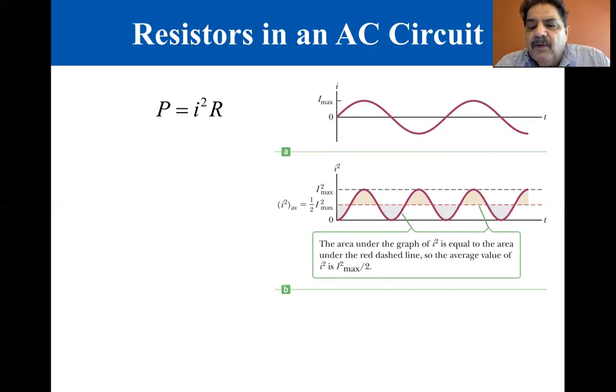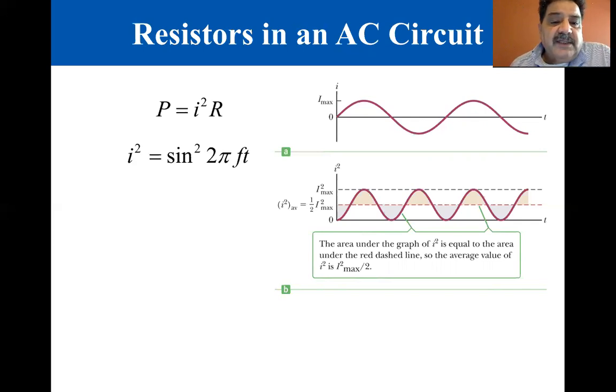To find the rms current, we first square the current, then find its average value, and finally take the square root of this average value. That means the rms current is the square root of the average of the square of the current. Because i squared varies sinusoidally, i squared equals Imax squared sine squared 2 pi f t. Because it varies sinusoidally, the average value of i squared is 1/2 Imax squared, as shown in the bottom graph.